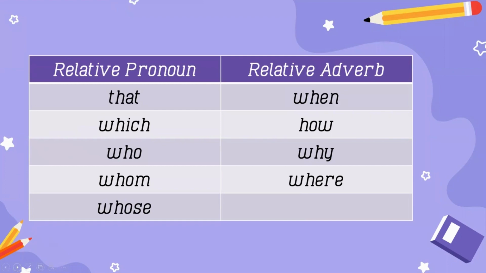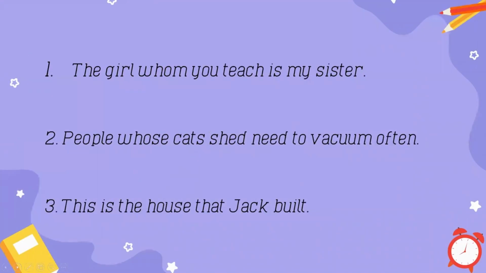Let me give you more examples. Let's analyze these sentences. Can you highlight the adjective clause in each sentence? First sentence, the girl whom you teach is my sister. People whose cats shed need to vacuum often. This is the house that Jack built.